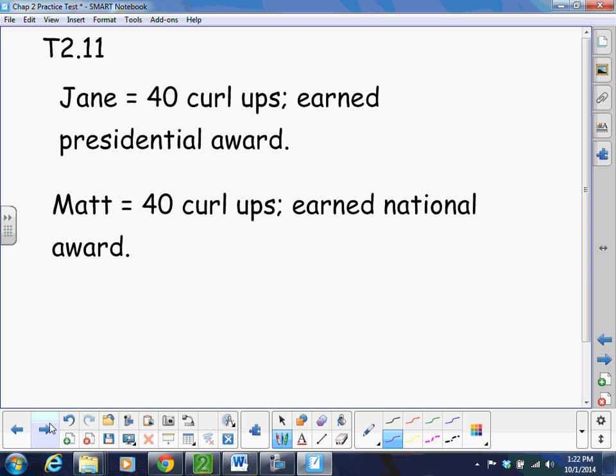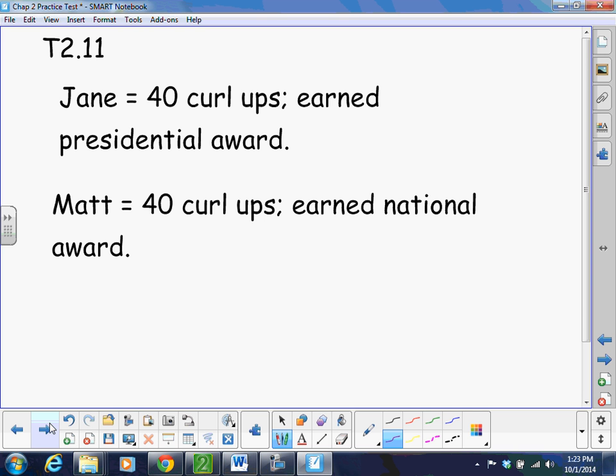Okay, number 11. A lot of words in this problem, and sometimes the problems are really long. You have to read through everything. Part A wants you to compare Jane's and Matt's performance using percentiles, and explain in language simple enough for someone who knows little to understand. So basically, in the paragraph right above that, they tell you Jane did 40 curl-ups, and she was able to qualify for the presidential award.